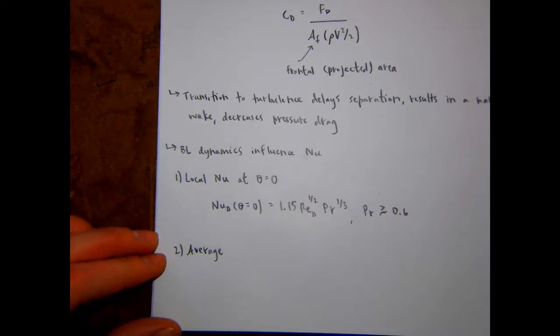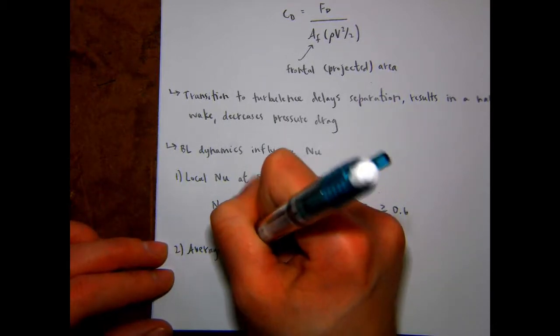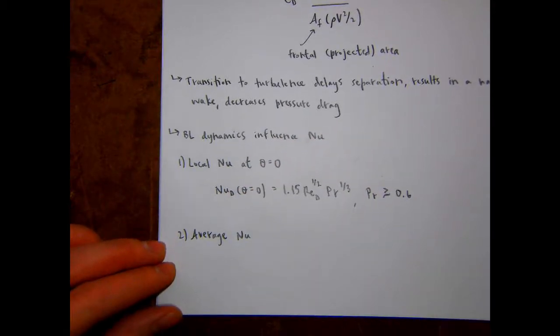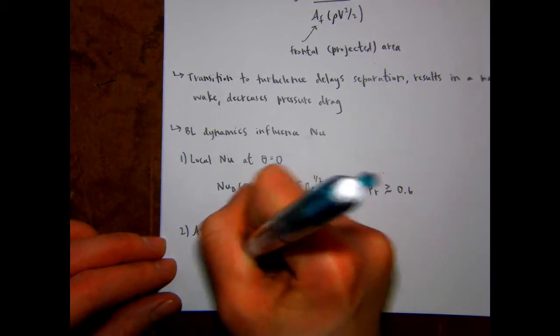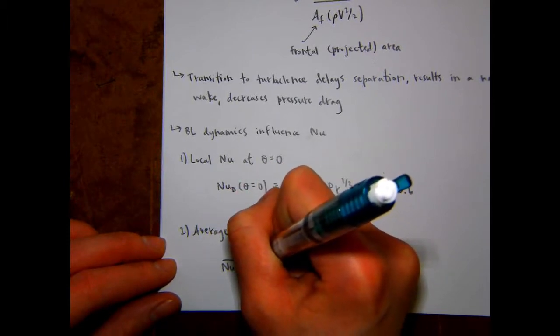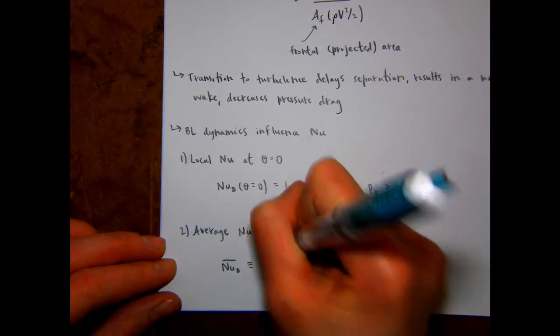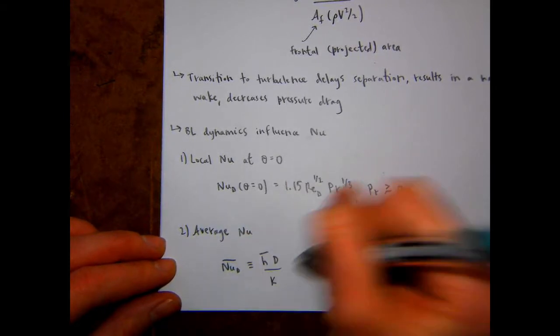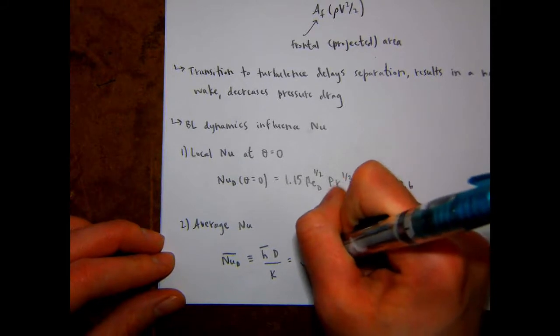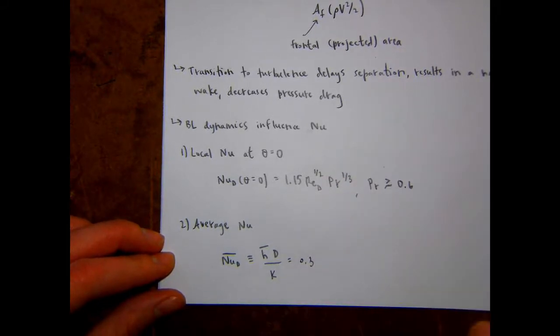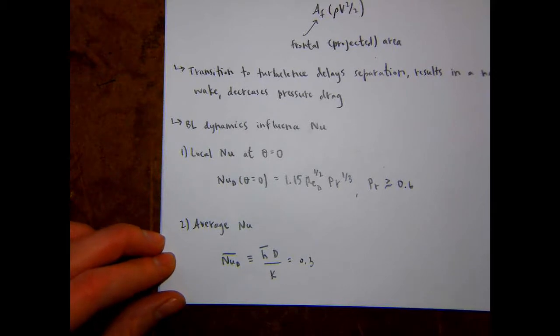And then we have the average Nusselt number over the entire surface. Again, typically we write down the Nusselt number as hL over k. So the length here is the diameter. So hD over k, and because we're talking about the average Nusselt number, we're talking about the average convection coefficient. And this one is messy.